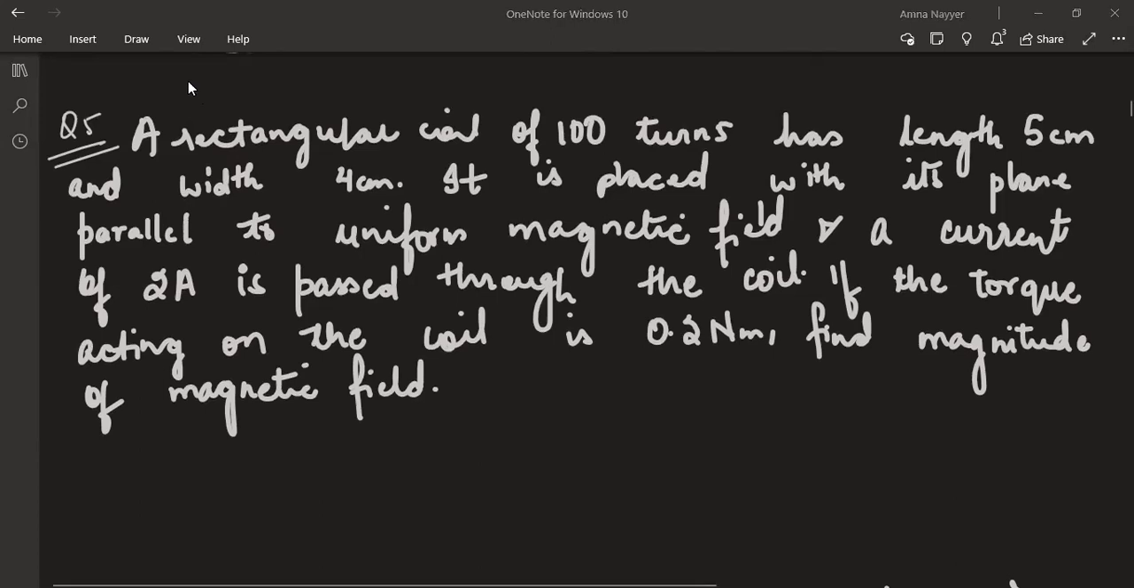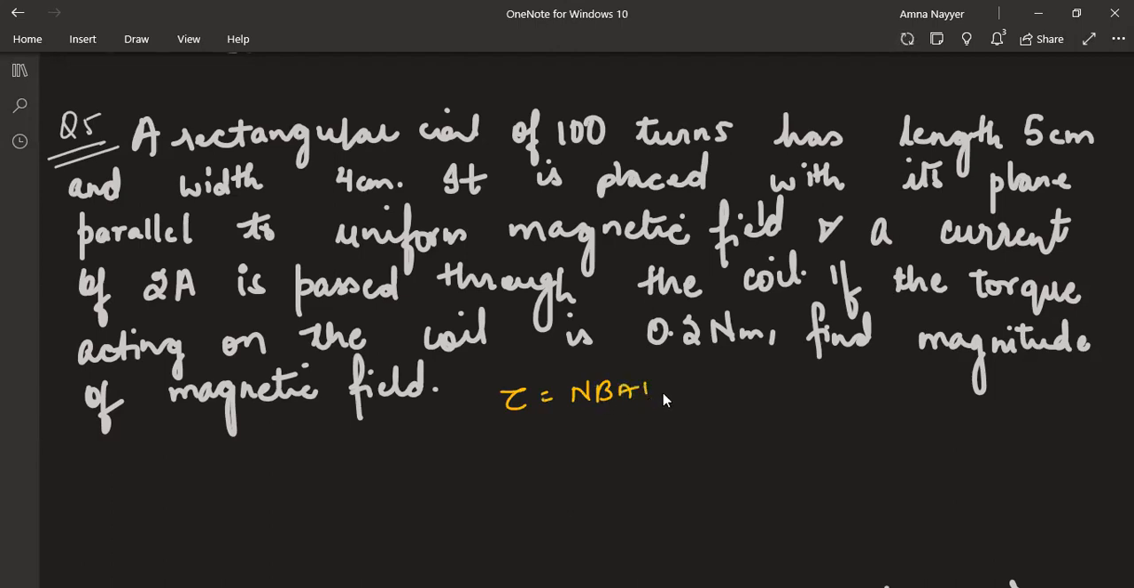The answer to this: a rectangular coil of 100 turns has length 5 centimeters and width 4 centimeters. It is placed with its plane parallel to a uniform magnetic field and a current of 2 amperes is passed through the coil. If the torque acting on the coil is 0.2 Newton meter, you have to find the magnitude of the magnetic field.